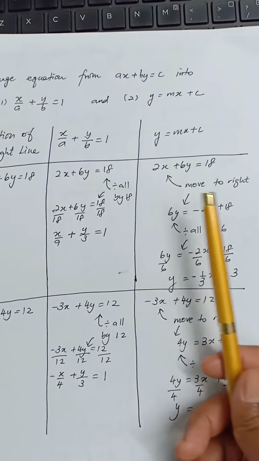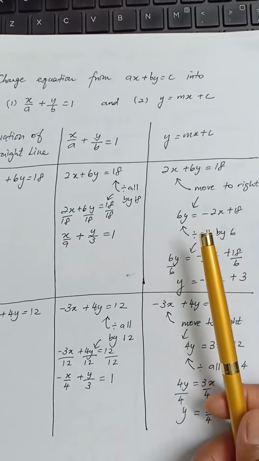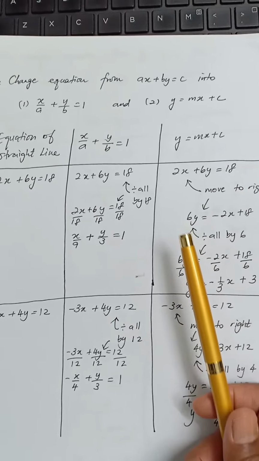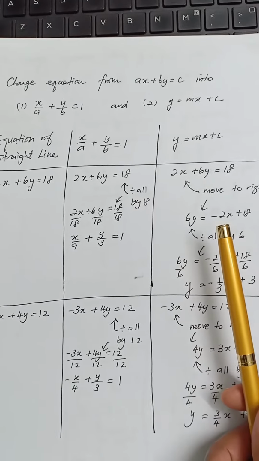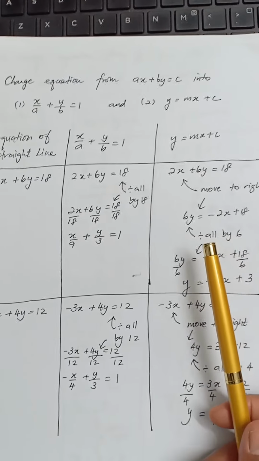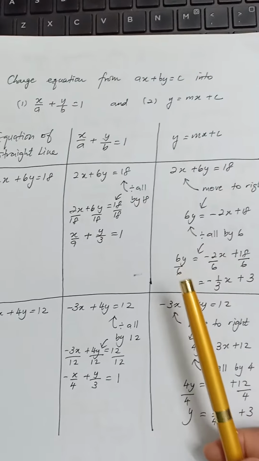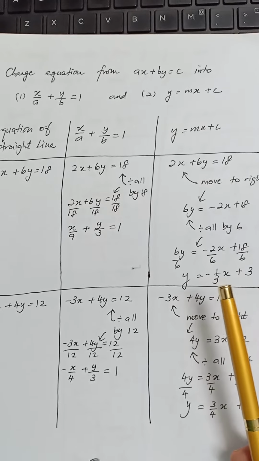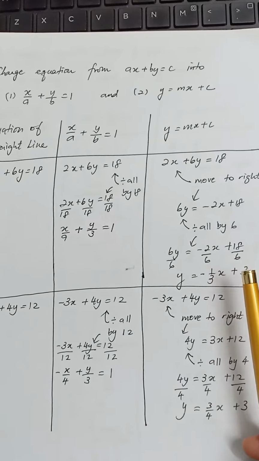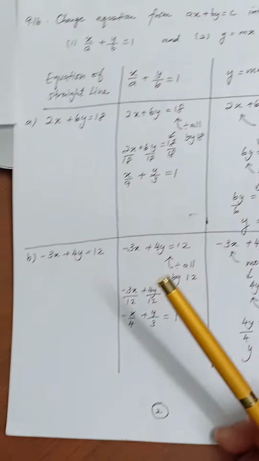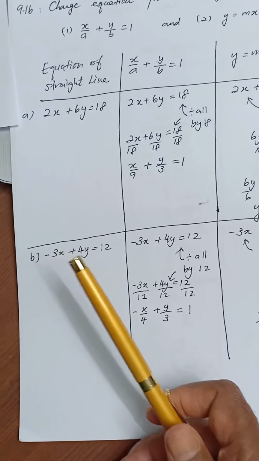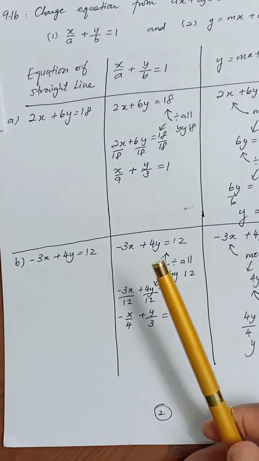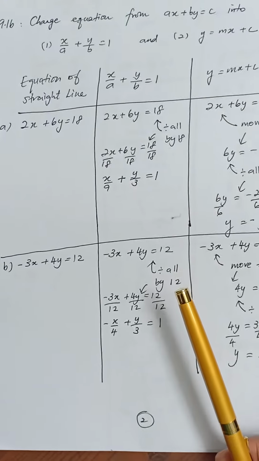Move the 2x to the right, so 2x becomes negative, so 6y equals negative 2x plus 18. Divide everything by 6. So y equals negative 2 over 6 gives you negative 1 over 3 x. 18 divided by 6 gives you 3. Second example, negative 3x plus 4y equals 12. Okay, divide everything by 12.